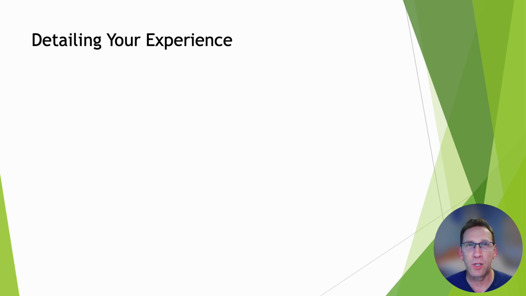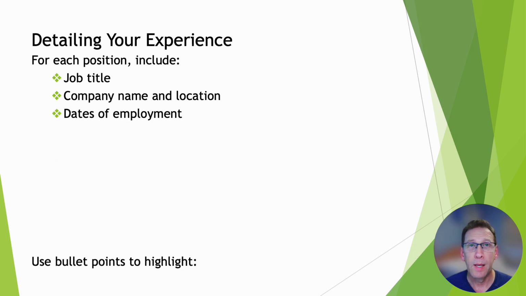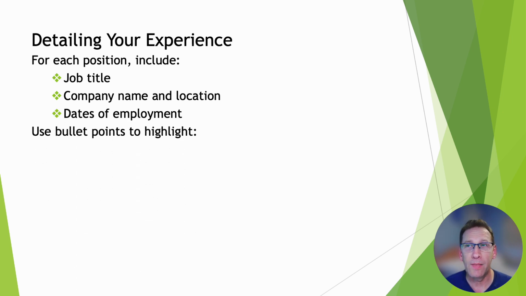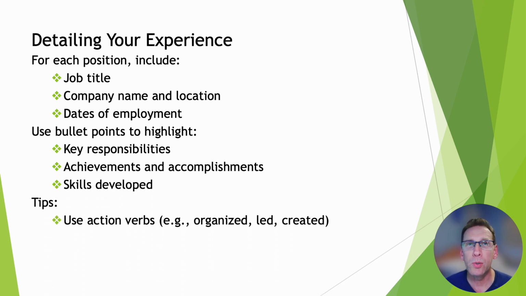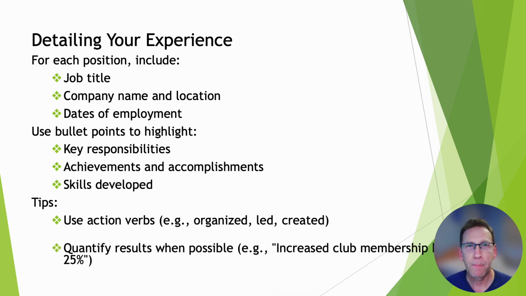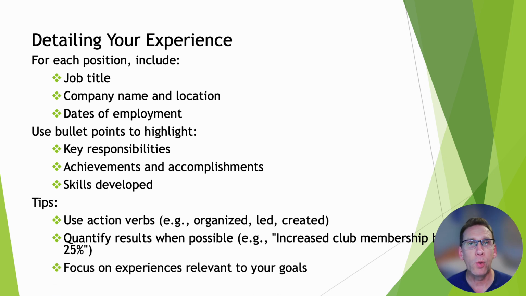Next, you want to detail your experience. For each position, you want to include the job title, the company name and location, dates of employment, and use bullet points to highlight key responsibilities, achievements, and accomplishments, and the skills you developed. And some tips. You want to use action verbs, for example, organized, led, created. And where you can, quantify your results. For example, increased club membership by 25%. And focus on experiences that are relevant to your goals.